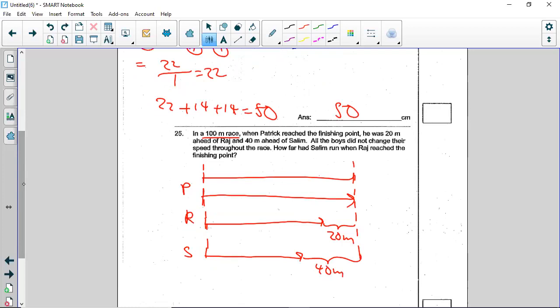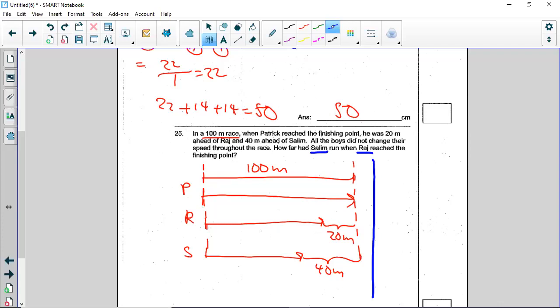So how far has Salim run when Raj reached the finishing point? Wow, it's going to be hard. There's no speed and no time, you only got distance. But remember, Ms. Long taught you about using ratio to solve it. You use the ratio when you're comparing two vehicles or two persons. There are 3 persons here, so in this question, you compare Salim with Raj and make a ratio of these 2 persons.